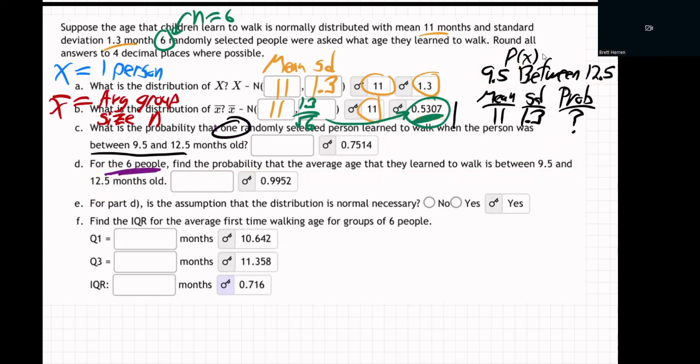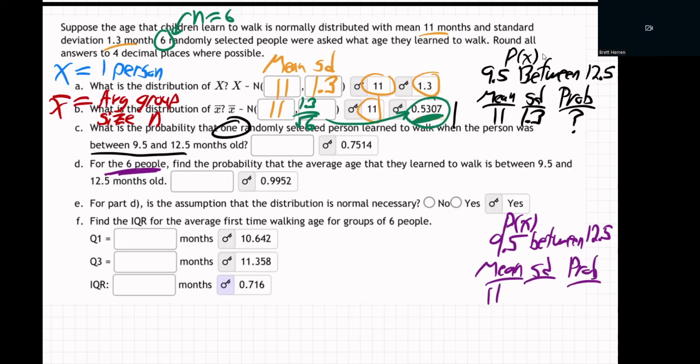So it's going to be about the same. You're still going to do the P of X and the between. And when you do the between, you're going to say 9.5, 12.5. And so do that. And then the mean, I didn't spell that right. Mean, standard deviation, probability. So what's the mean? Same thing, 11, the average child walks at 11 months. Now, what about standard deviation?